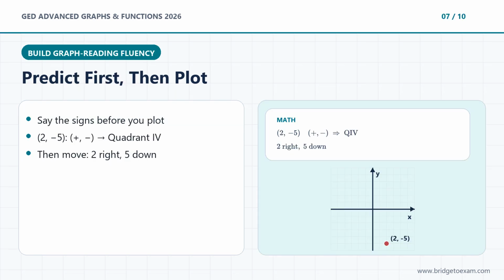Here's a habit that will save you points. Before you plot anything, say the signs out loud and predict the quadrant. Take the point (2, -5). The signs are positive, then negative, so it must be the lower right, quadrant 4. Now plot it. 2 to the right and 5 down. Because you predicted first, you would immediately notice any sign mistake. Predicting protects you from careless errors.